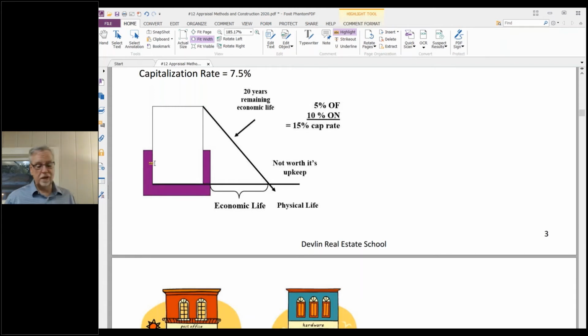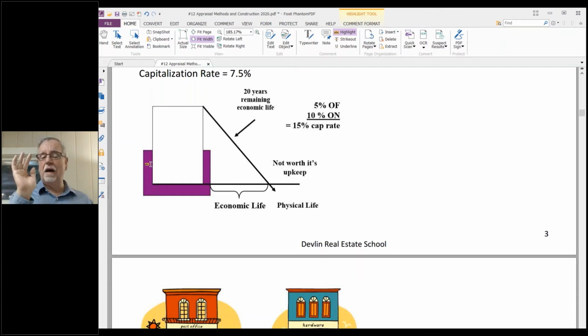So I was doing this class in Santa Barbara, and a woman in the class started giggling as I was finishing up this little thing here. And having done this class before, typically without any giggles, I inquired what she found so amusing. And she said it reminded her of her ex-husband. That's what she said. Because she said that he had reached the point where he was not worth his upkeep. That was her evaluation, but he was still there, right? You understand? So his physical life apparently was longer than his economic life.